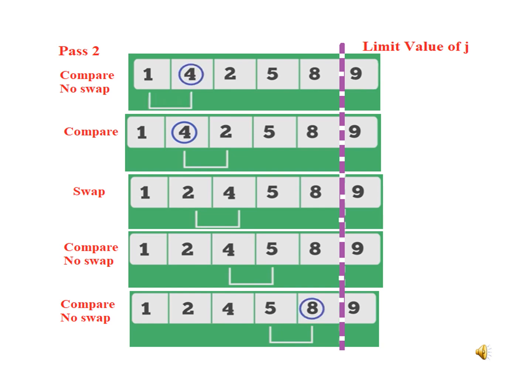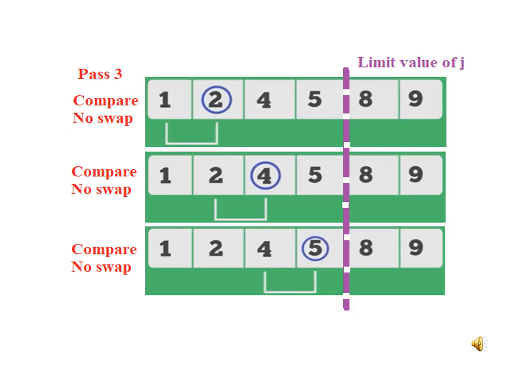Again we have to compare 5 and 8. 8 is greater than 5, so we don't swap the elements. Part 3: we have to compare 1 and 2. 1 is less than 2. We don't perform swapping. Next we have to compare 2 and 4. 2 is already in correct order. Next we have to compare 4 and 5. 4 is less than 5, so we don't swap the elements.